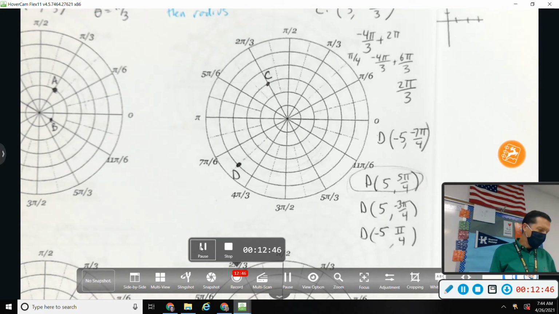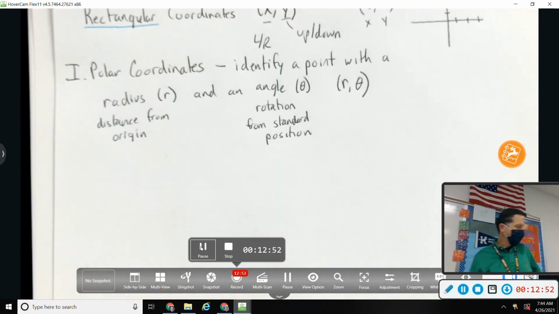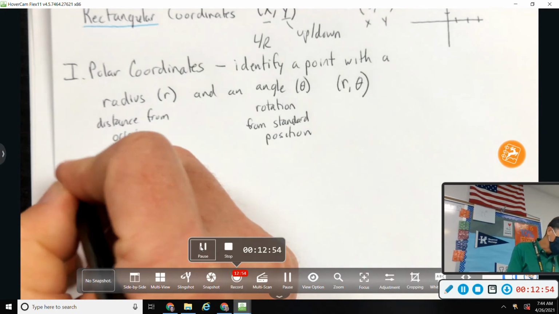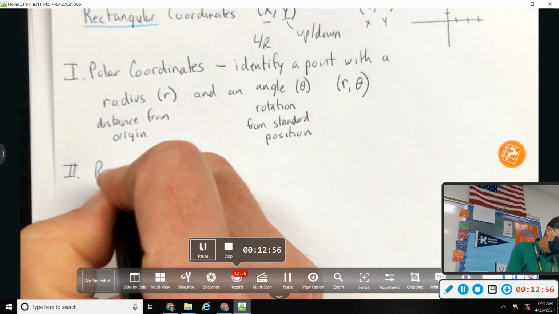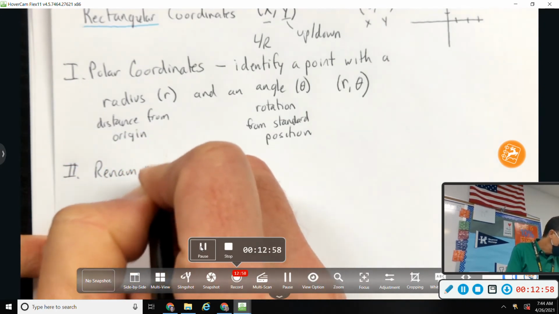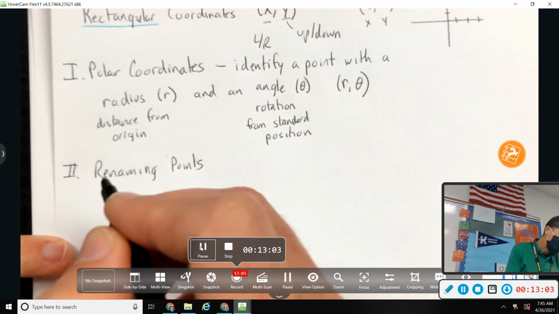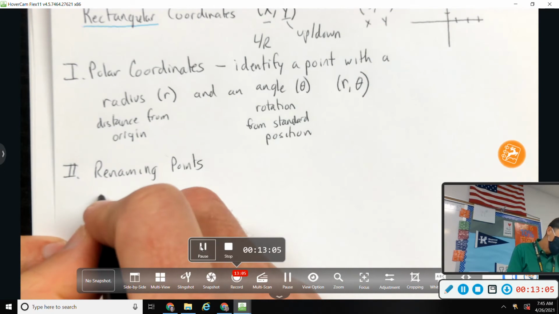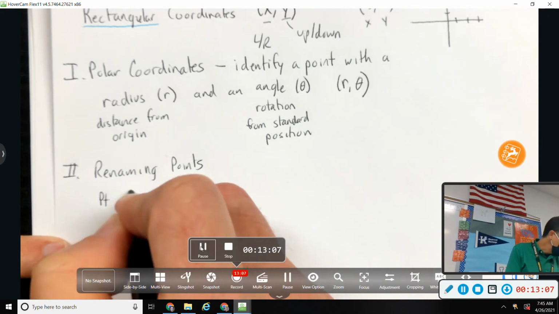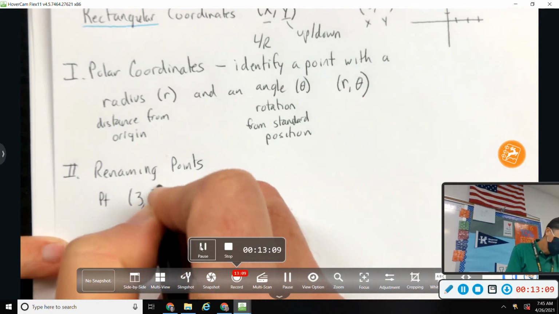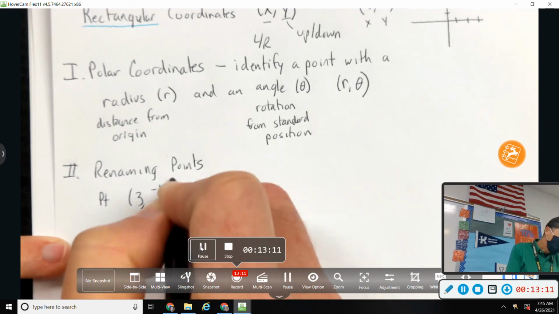All right, you feel comfortable graphing points? All right, back to the notes then. Let's talk a little bit, and we've kind of already done this, so we sort of built this in. Renaming points. We've done this a little bit already. So let's take the point (3, -4 pi over 3).